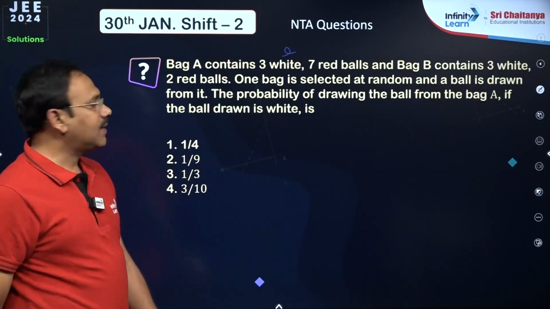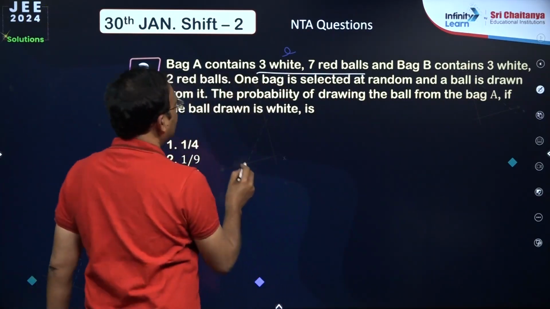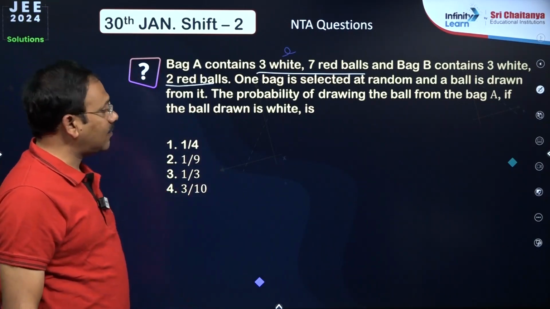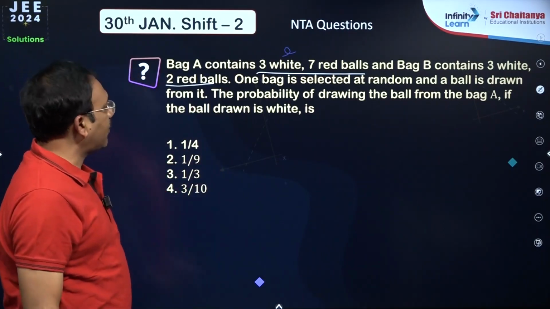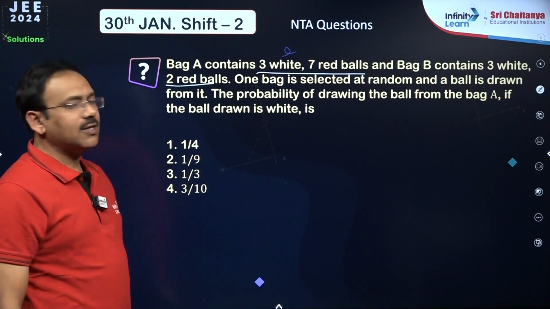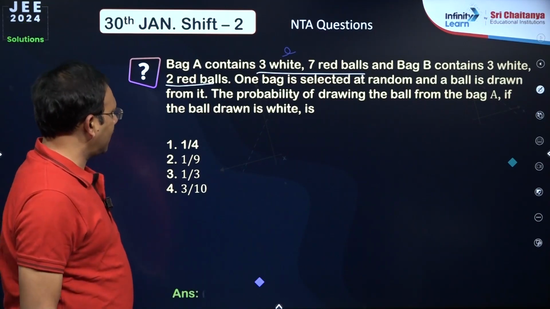The next question, I can say the same thing is given here. Bag A contains 3 white and 7 red balls. Bag B contains 3 white and 2 red balls. One bag is selected at random and a ball is drawn from it. We need the probability of drawing the ball from bag A, if the ball drawn is white. Very simple here. This is like a Bayes theorem application.